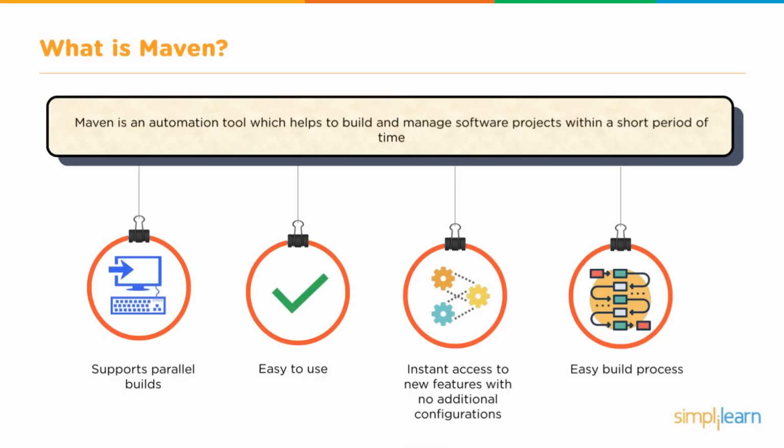So there are 4 key areas that you want to focus on and why Maven can help you. It does allow for efficient parallel builds to be run concurrently. It's really easy to use. You can get up and started with Maven very quickly. You do have fast access to new features and new configurations quickly within your environment, and the build process that will allow you to visualize your code happens very quickly.